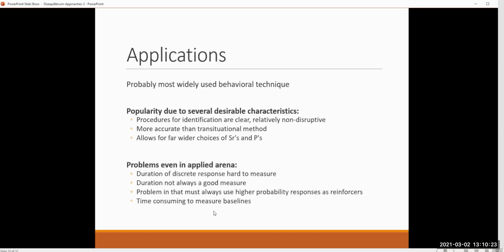Now, applications. Again, this is probably a widely used behavioral technique, if not the most widely. It's starting to replace the transsituational as more word gets out. And in fact, I laugh, in the dog world, Premack has now become a verb. "Oh, I'm going to Premack today." "Oh, you're going to use Premack's model?" "No, I'm going to Premack," which tells me they don't really know what it is or its theory, but it doesn't matter if they're using it correctly. And again, the procedures are relatively clear and non-disruptive.